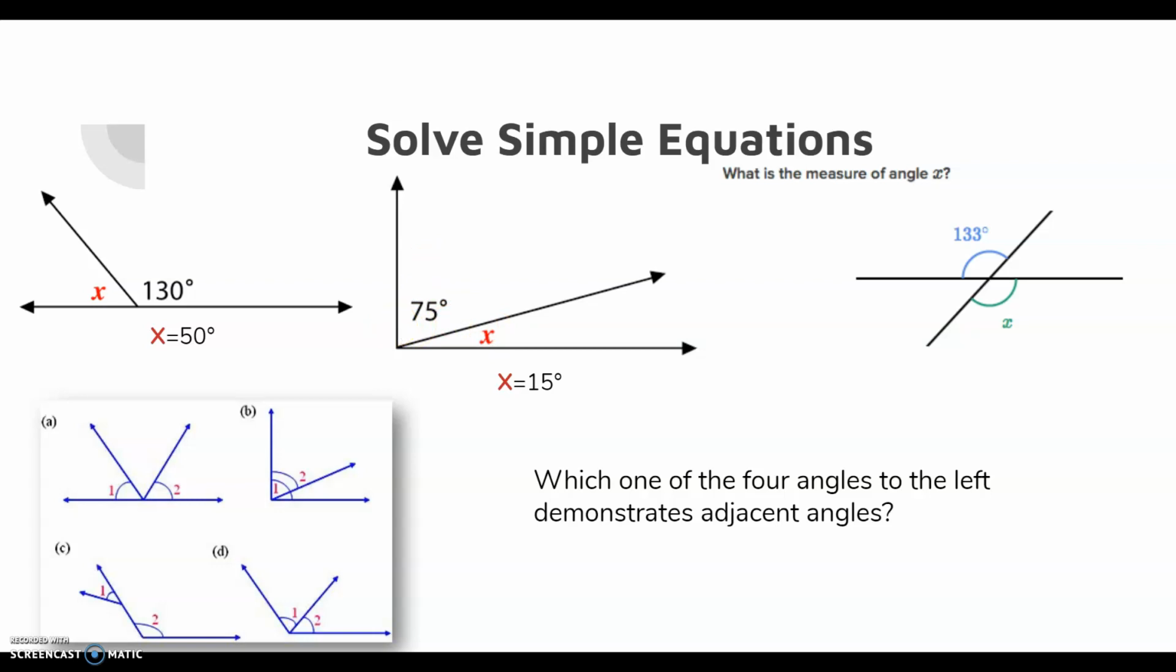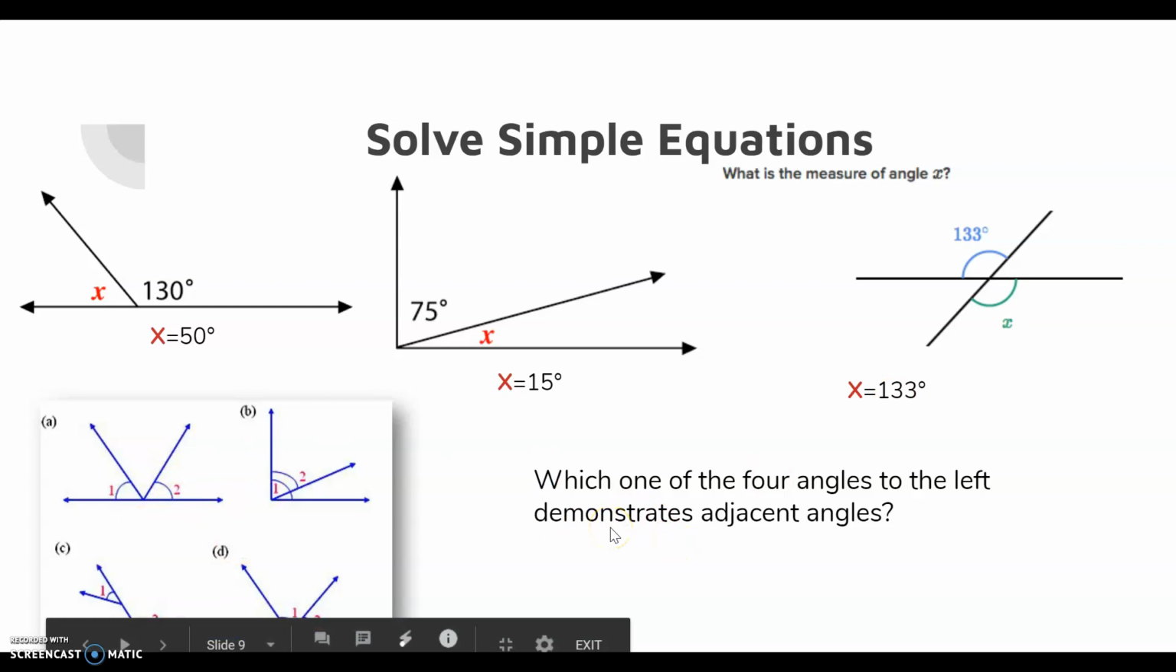For the next one, these are vertical angles, and we know that whichever one is across from it, that's what it's going to equal. So we know that x is 133. And which of these four are adjacent? That would be letter D.